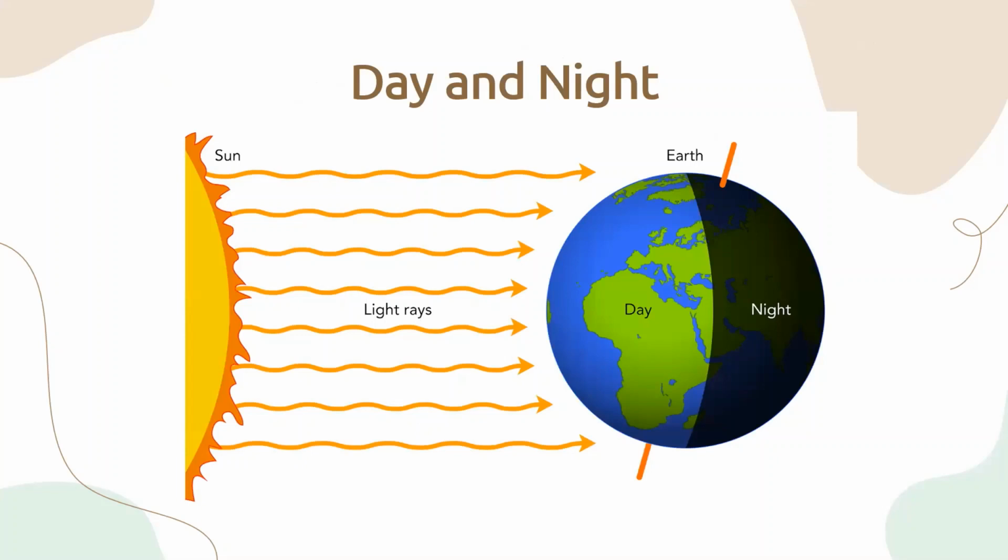We get day and night because of Earth's rotation on its axis. When half of the Earth is facing the Sun, that half experiences daytime. The other half not reached by the light rays experiences nighttime.